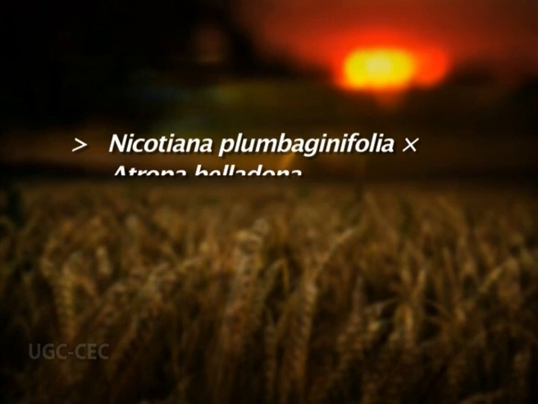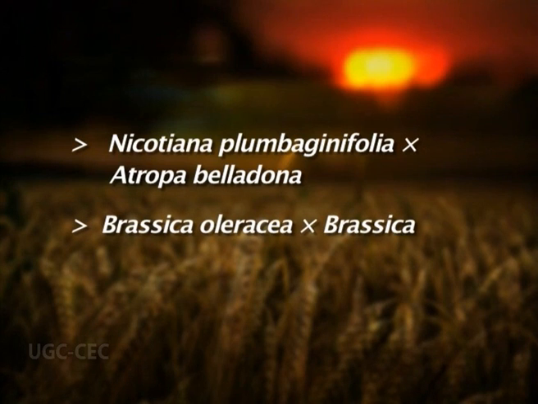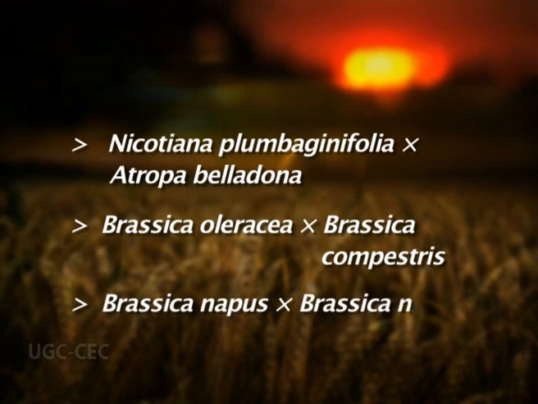Protoplast fusion is used for the production of somatic hybrids and cybrids between sexually incompatible species or between two non-flowering or sterile lines for creation of superior hybrids and as well as for transfer of desirable characters from a related species into a crop species. Examples where somatic hybrids have been achieved are Nicotiana plumbaginifolia and Atropa belladonna crosses, Brassica oleracea and Brassica campestris crosses, Brassica napus and Brassica nigra crosses, etc.